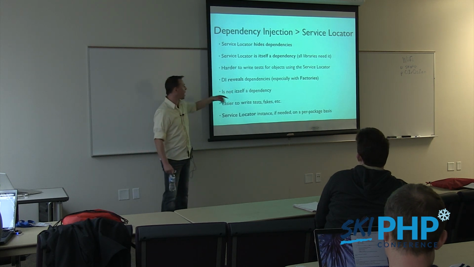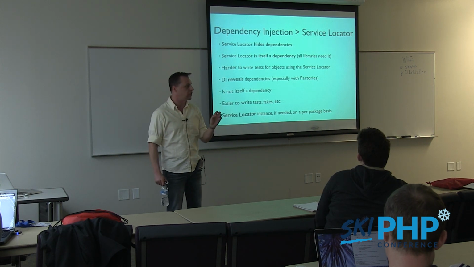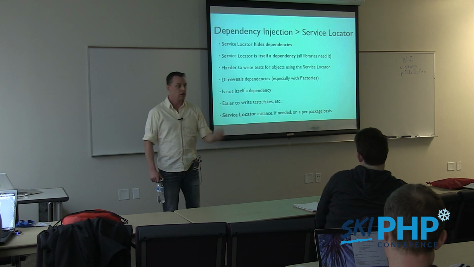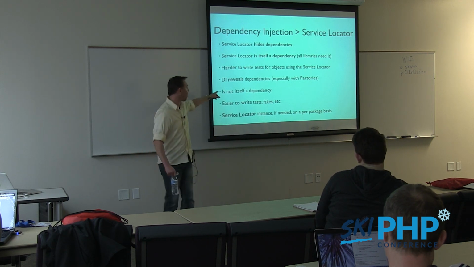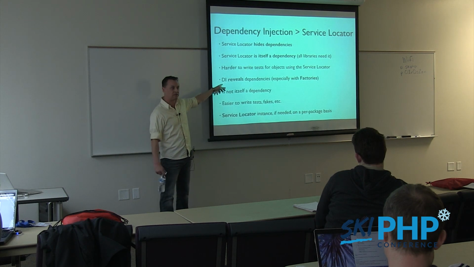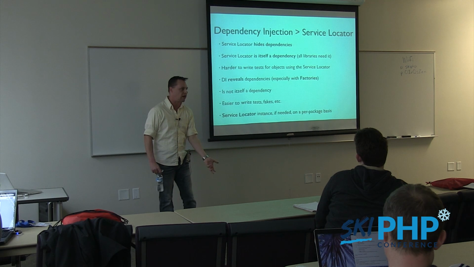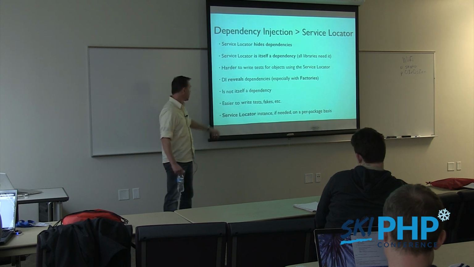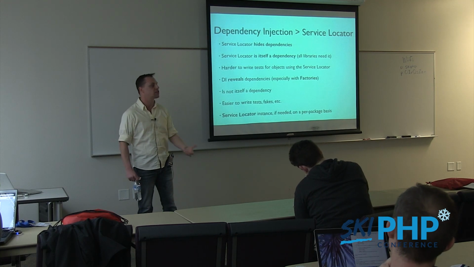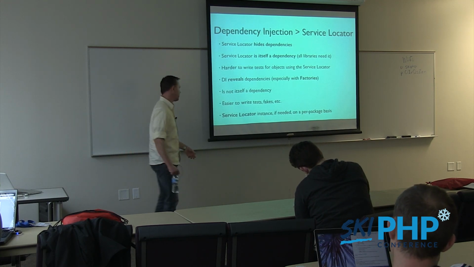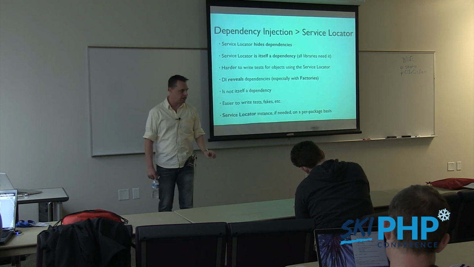On the other hand, DI is the opposite of this. It reveals the dependencies, especially if you're using factories to push in object creation. You don't have to scan the code to see if it's trying to create new objects. You can tell because a factory is being passed in via dependency injection. It is not itself a dependency. Everything gets pushed in from the outside. The dependency container lives on its own. And it becomes a lot easier to write tests, fakes, mocks, that kind of thing, for the objects that use dependency injection principles. Now, having said all of that, service locator is still useful in very limited cases.